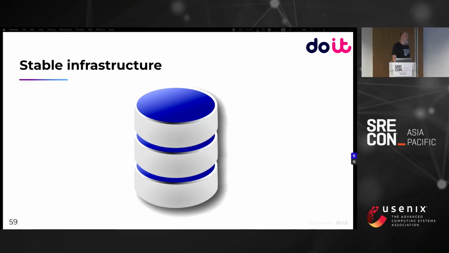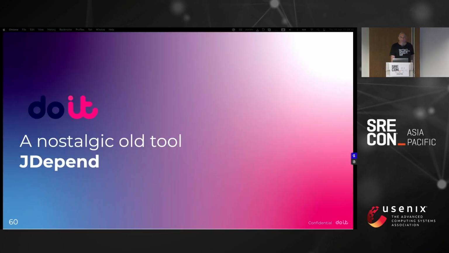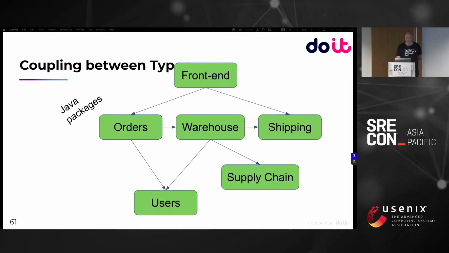But the database hopefully will not change that often. It has to be stable, and you don't want to lose referential integrity. So that's an example of something that should be stable. This is the nostalgic old tool that I mentioned, JDepend. I won't go into too much detail about that because this is not primarily a developers conference, but it is cool. It's from, I don't know, 1998 or something.